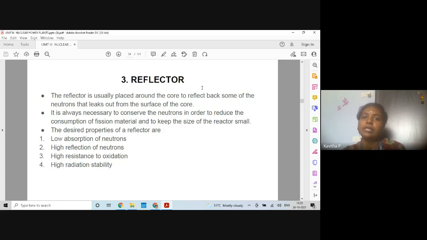Even if the neutron is having a very high energy, and if it is hitting on the fuel rod, it will be reflected back into the fuel rods. So reflectors are used to only reflect the free neutrons, and they will also not absorb any neutrons. Reflectors are usually placed around the core to reflect back some of the neutrons that leak out from the surface of the core, and it is necessary to conserve the neutrons to reduce the consumption of fission material and to keep the size of the reactor small.